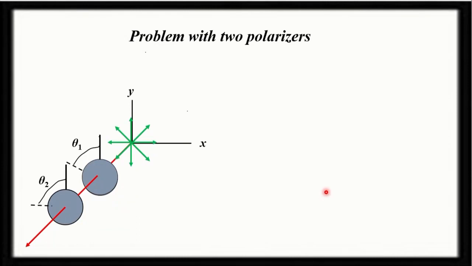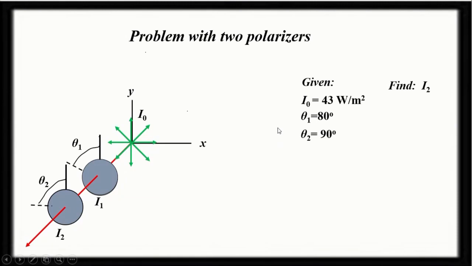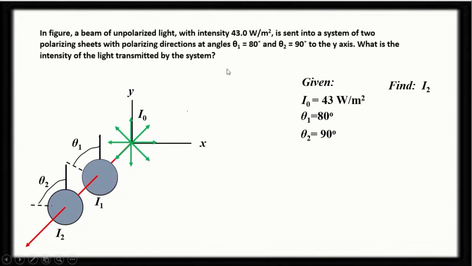Let's consider the problem which involves two polarizers. Given are the intensity of unpolarized light, angle θ1 and angle θ2. We need to find the intensity of light after the second polarizer. Just in case, here is a printed version of the problem.